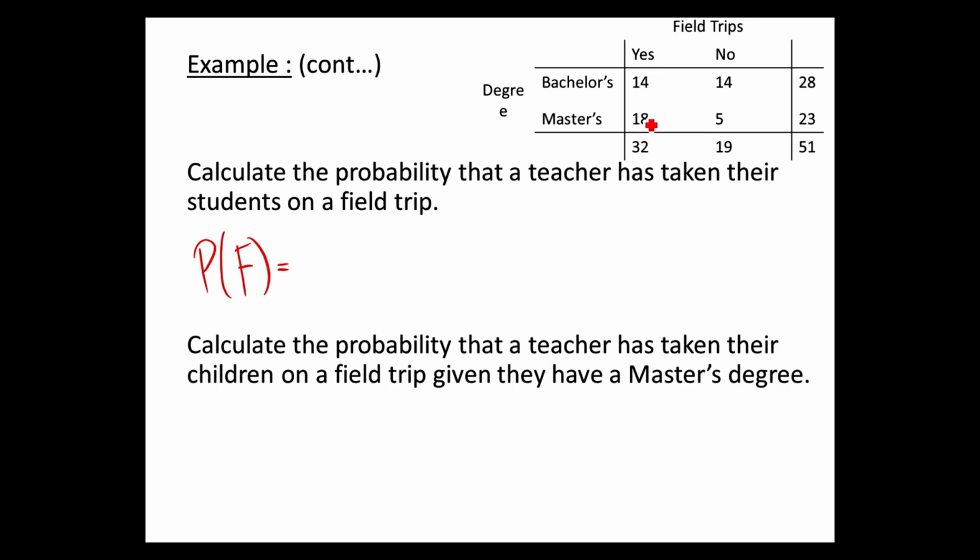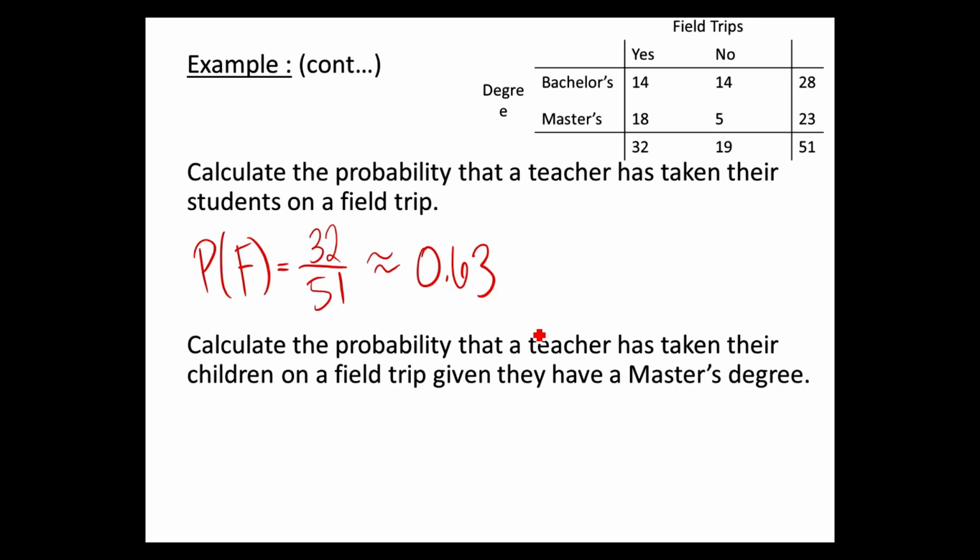Yeah, so you go look, these 32 people planned a field trip out of the 51 teachers, right? And what does that give you as a probability if you divide that out? 60 something? 63%-ish? About 63%? Okay? Yeah?